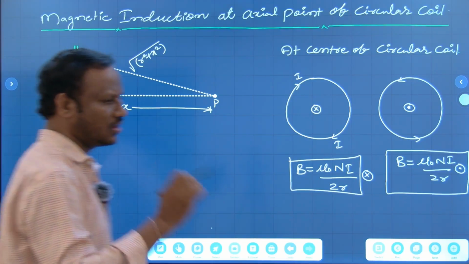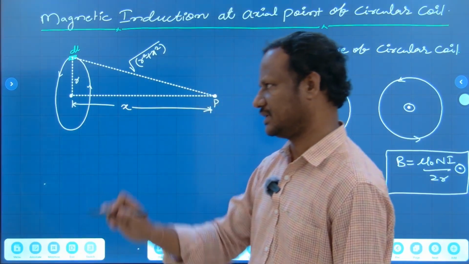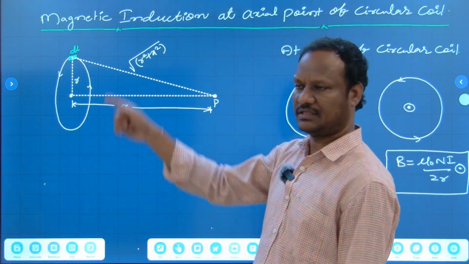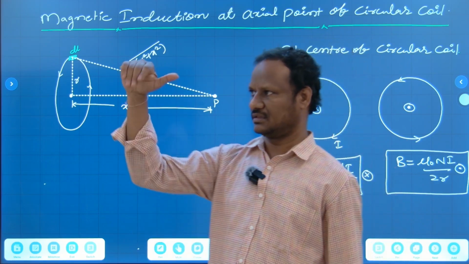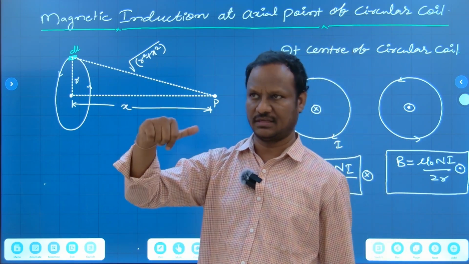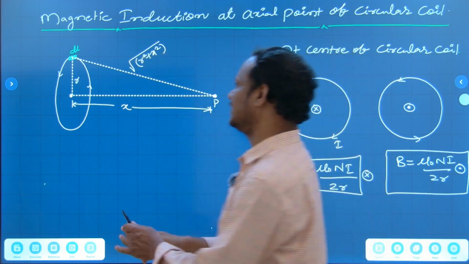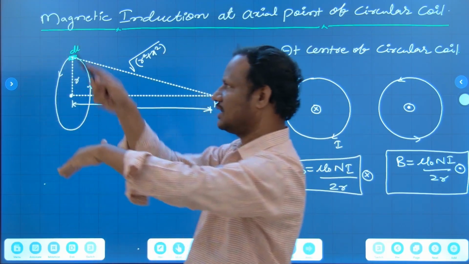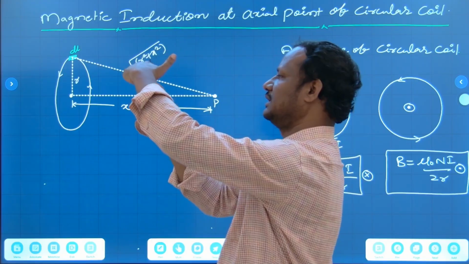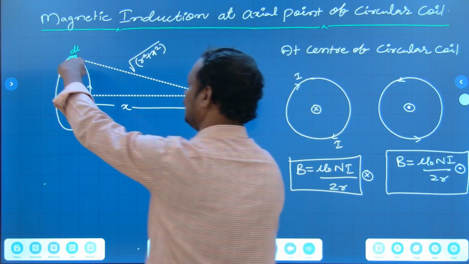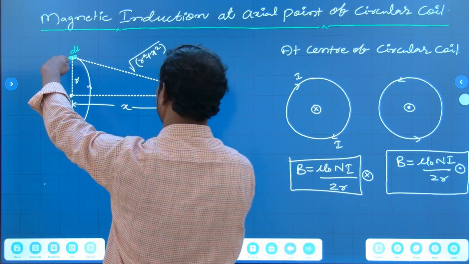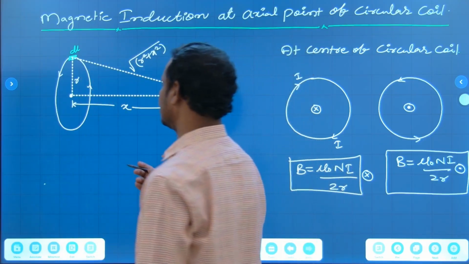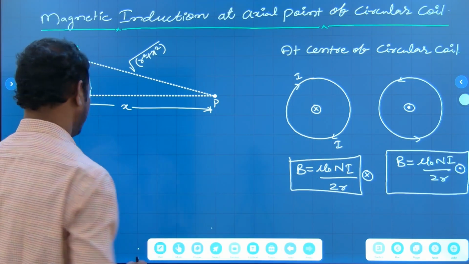Now the biggest question: if the coil is like this and current is passing in this way, the field direction is like this. But if we choose any length element, for this length element, at this point, it makes an angle theta with the line, which is 90 degrees. Sin 90 is 1.